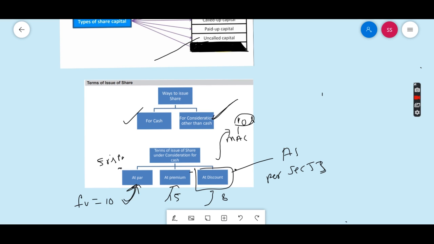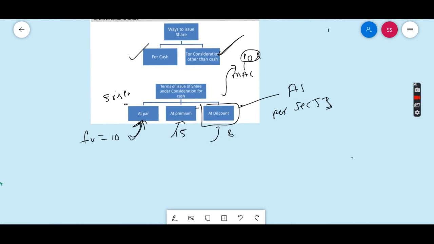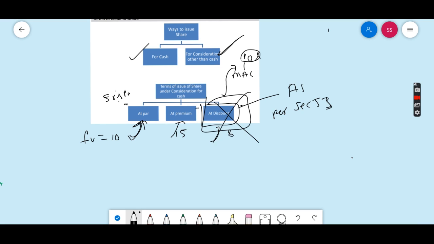Now we need to pass general entries, we need to maintain accounts. Since discount is not permitted, we need to maintain the books of accounts for the others. What are the general entries you will pass when you issue shares at par or when you issue shares at premium? That you're going to discuss in the next part.